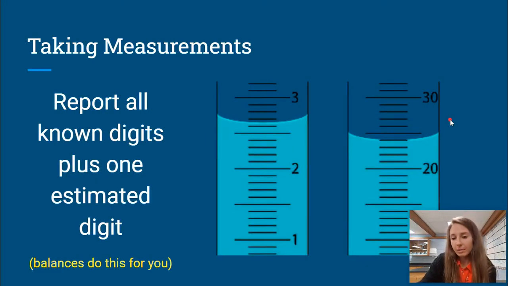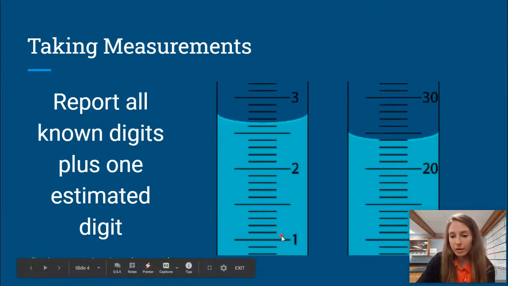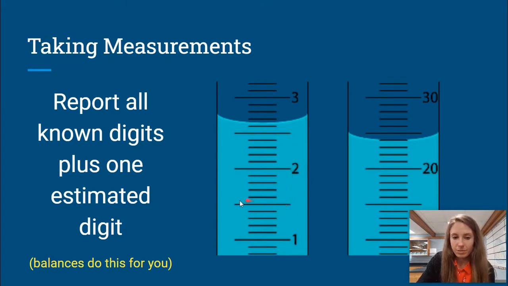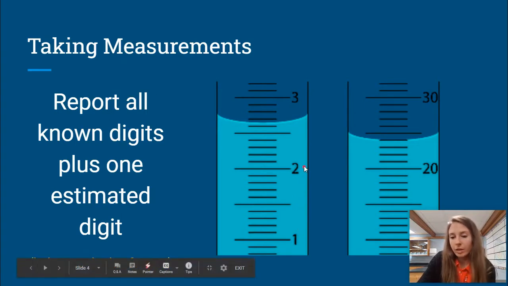Now, when we are taking measurements, like I'm going to show you on these 2 graduated cylinders, you are going to report all the known digits plus 1 estimated digit. So for instance, we are going to look at this left graduated cylinder first. Now you see that there are marks on it, right? We have this line as 1, and this line as 2, this line as 3. Therefore, this middle line is going to represent 2.5, and this middle line will represent 1.5, okay? Those are known, they are provided for us.